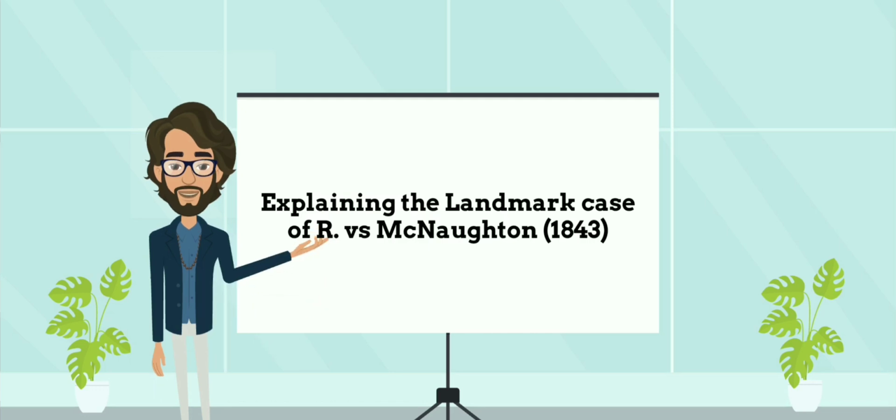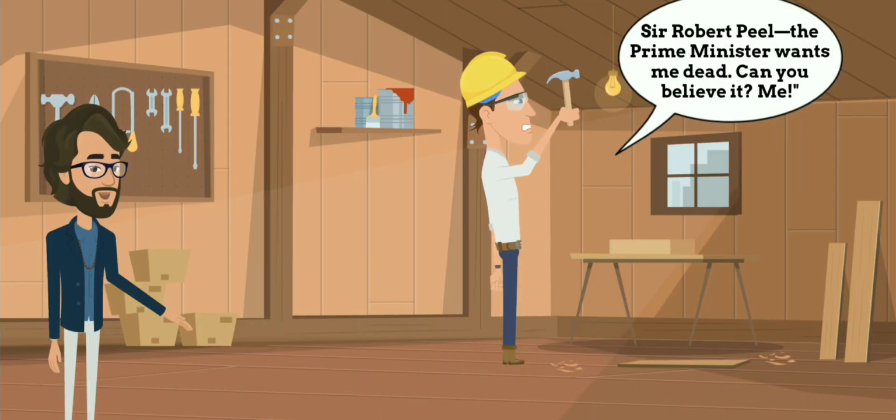Today, we are diving into the case that shaped the way the legal system deals with insanity as a defense, R versus McNaughton, a case from 1843 that established the legal standard for criminal insanity. The story starts in 19th century England.